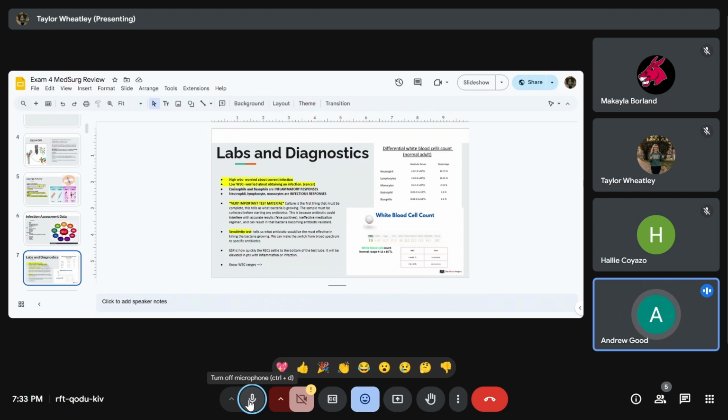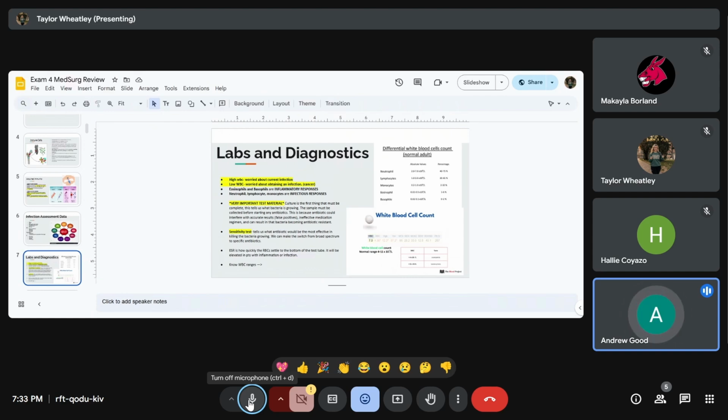Eosinophil and basophils are inflammatory response. Neutrophil, lymphocyte, and monocytes are all infectious. That was or should have been on your worksheet. It was on mine last time. And I think it's an important thing to take note of for your exam, at least knowing the inflammatory response markers.